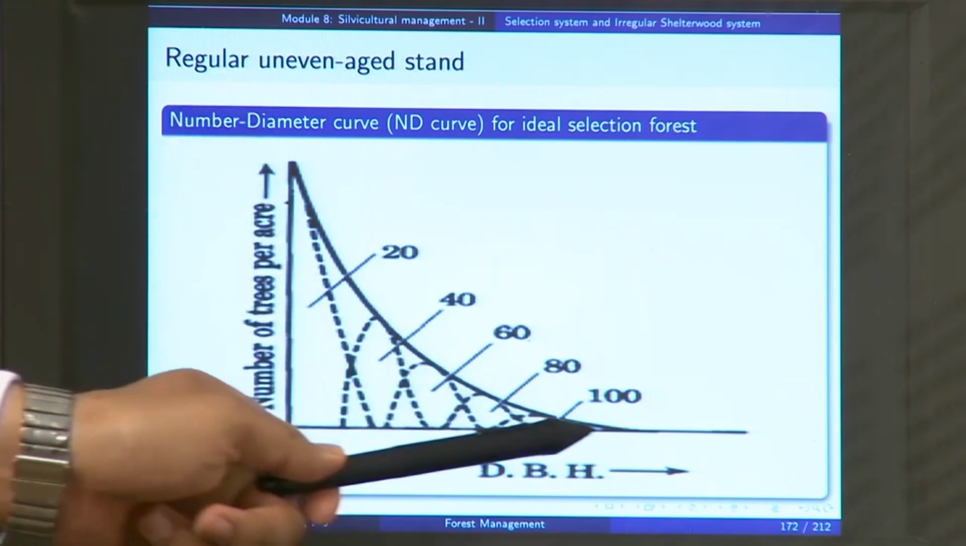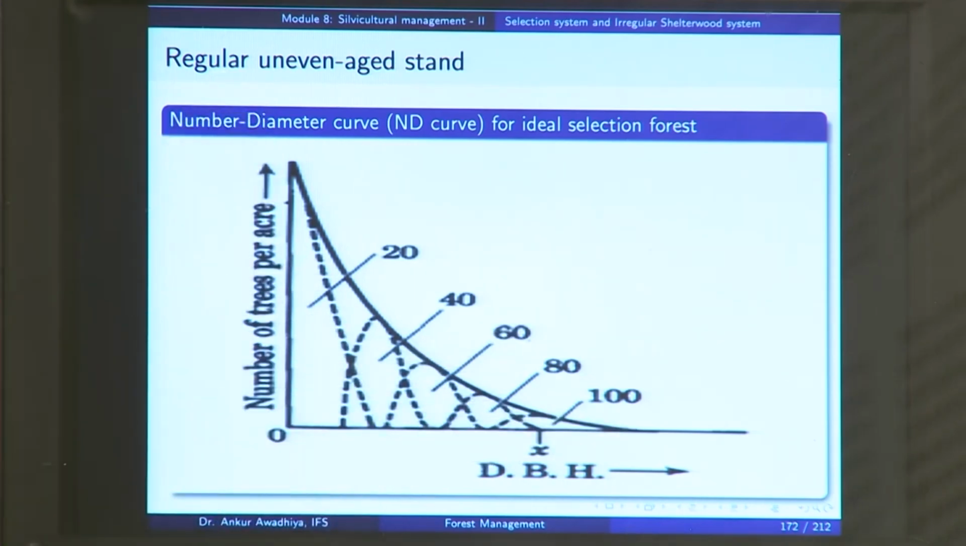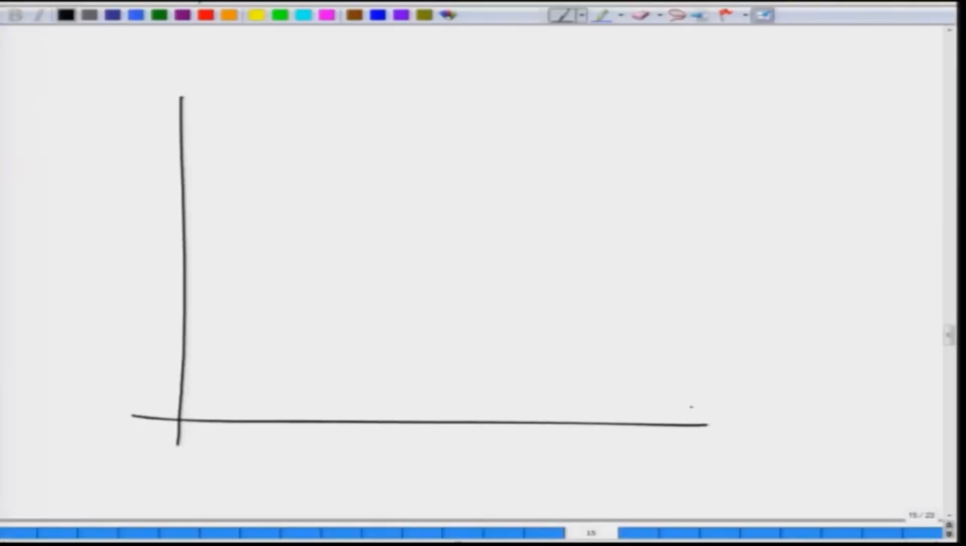So, it looks like an inverse J curve. In the case of a selection forest, if there was any deviation, we performed such harvesting operations that it went back to the regular uneven aged forest. What we said there was that this is our ideal curve, and suppose your curve started to look like this. In that case you would fell off these trees and bring it back to a regular uneven aged stand.